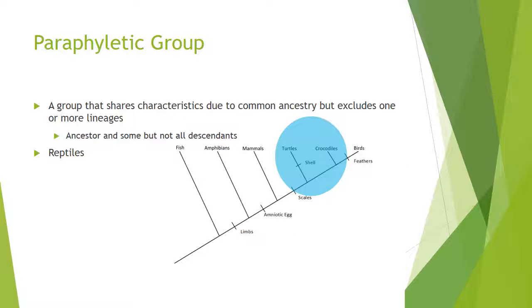The next group is a paraphyletic group. This is similar to a monophyletic group because the characteristics are shared due to common ancestry, but it does not include all of the descendants of the common ancestor. An example of a paraphyletic group would be reptiles. The word reptiles is often used to refer to groups such as turtles and crocodiles, but is not meant to include birds.